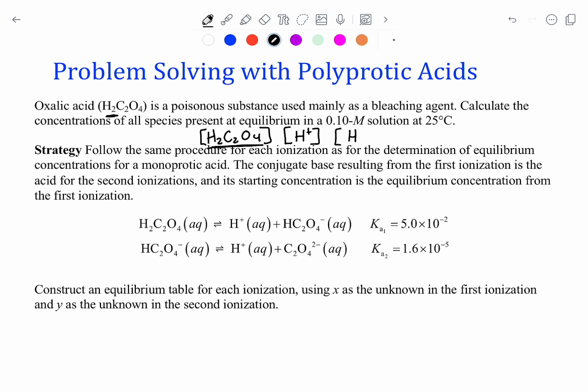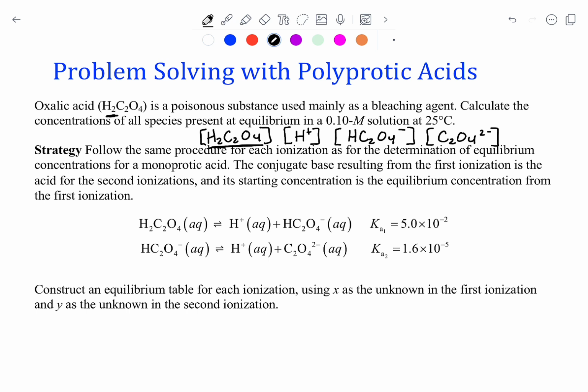So we have HC2O4 minus, as well as C2O4 2 minus. Those are all of the species that we're looking for concentrations of. How do we know that? Well, we look at its two ionizations.